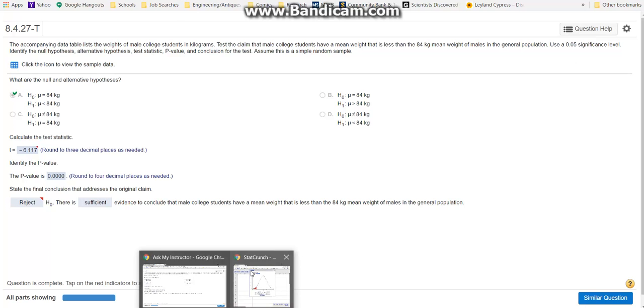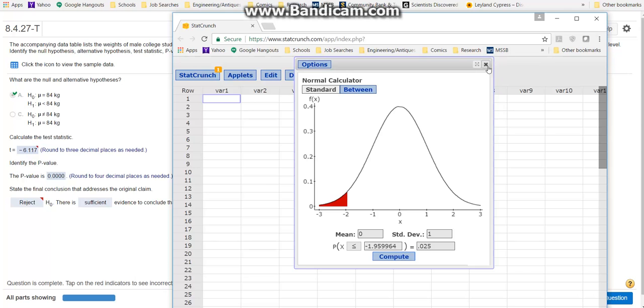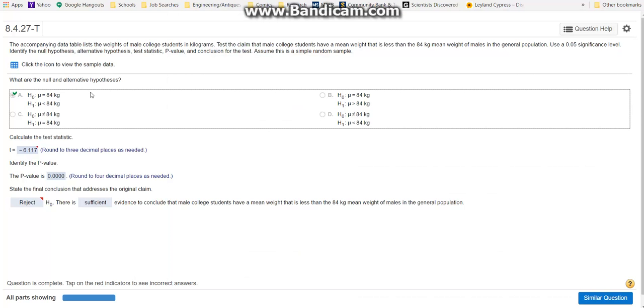Good morning, class. Let's take a look at this question. We have accompanying data of weights from male college students in kilograms. Test the claim that the male college students have a mean weight that is less than 84 kilograms. And we use alpha 0.05. We want to state the null, the alternative, the test statistic, the p-value, and conclude the test.